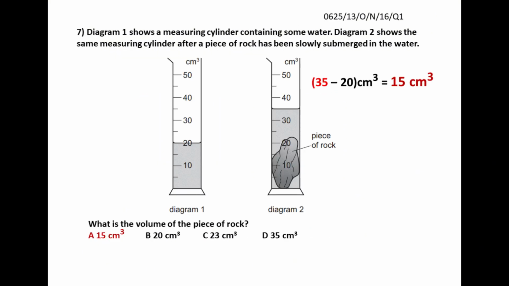The last one is very easy. Here the diagram 1 shows a volume of 20 and diagram 2 shows a volume of 35. So 35 minus 20 is equal to 15 centimeter cube.